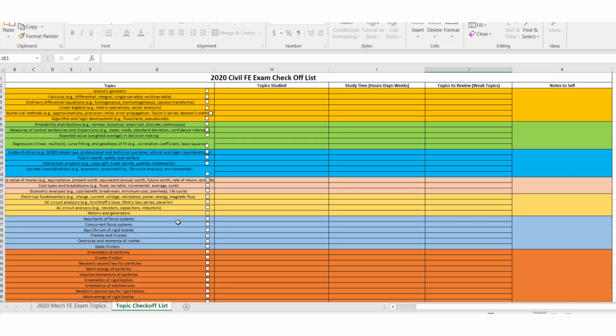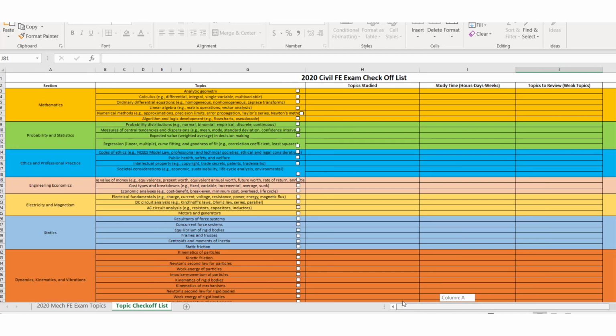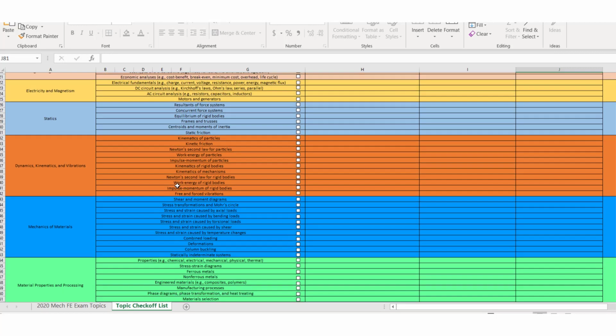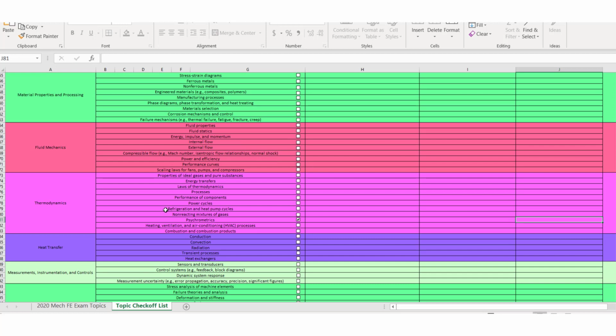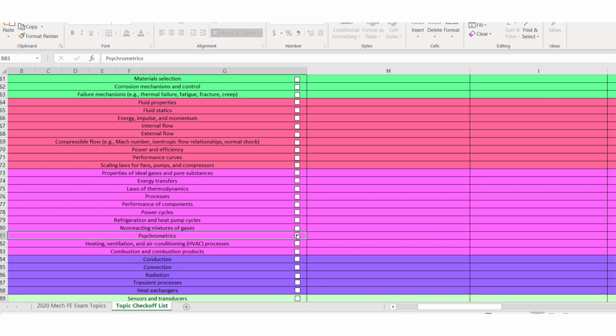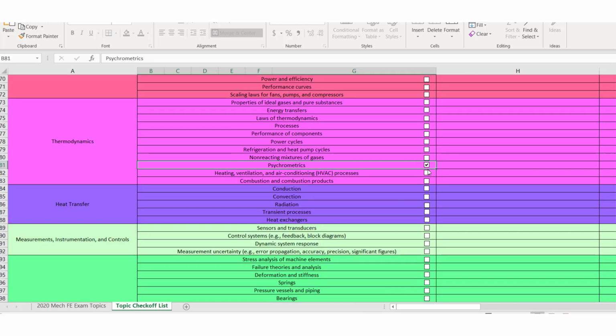And on this tab, you have a topic checkoff list. So what we just did, how I use this with my students, is you go to psychrometrics. All you have to do is check it off. So you can zoom in on the Excel sheet. If you cover this section and if you feel confident, check it off and proceed to the next. You go to heating, ventilation, HVAC, and check things off as you cover each subtopic for thermodynamics.